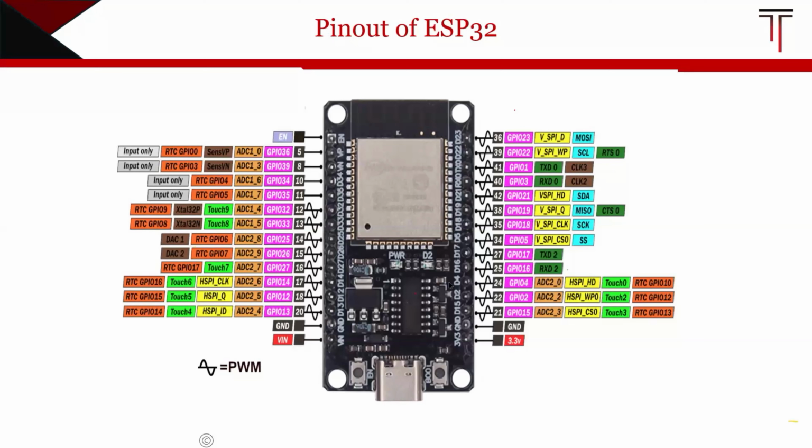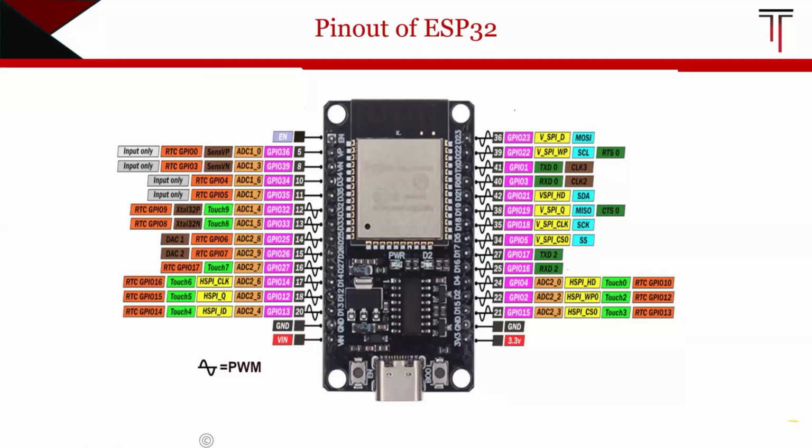And along with this, we have some touch pins also, from touch 0 to touch 9. These are in green color, right? These are the touch pins. From T0 to T9, they can be used to detect touch and are ideal for touch sensitive applications. These will detect the touch of the device.